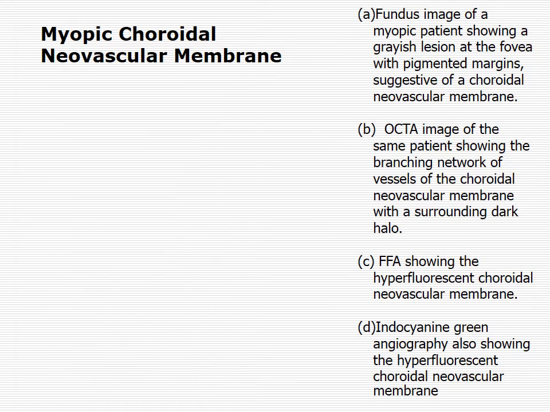Figure A, fundus image of a myopic patient showing a grayish lesion at the fovea with pigmented margins, suggestive of choroidal neovascular membrane. Figure B, OCT angiography image of the same patient showing the branching network of vessels of the choroidal neovascular membrane with a surrounding dark halo.